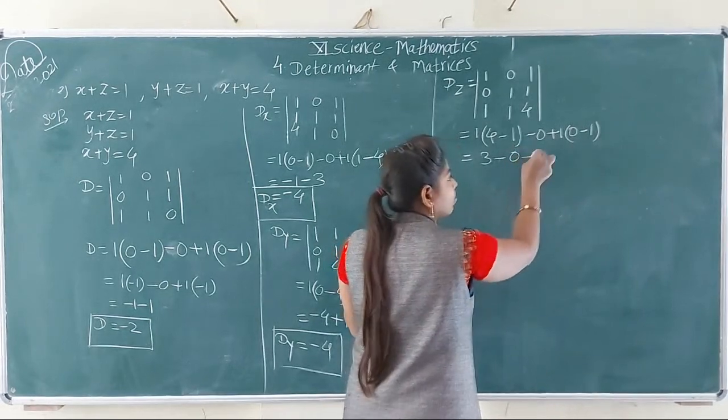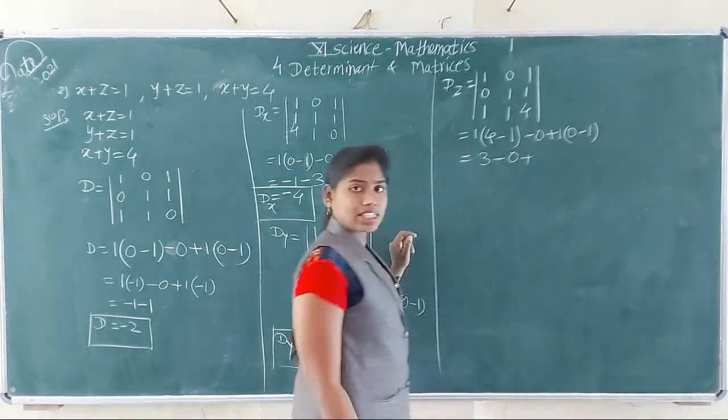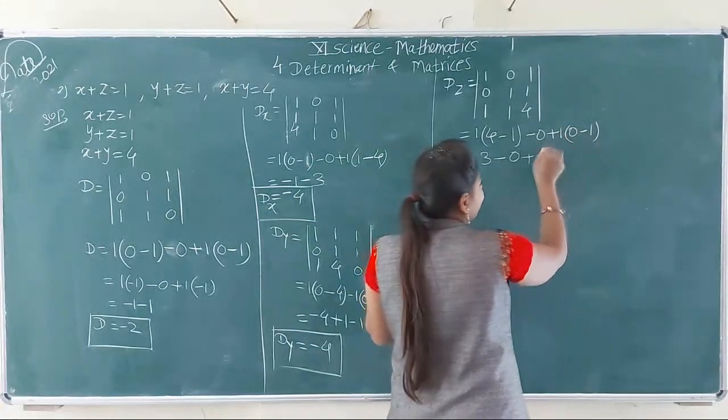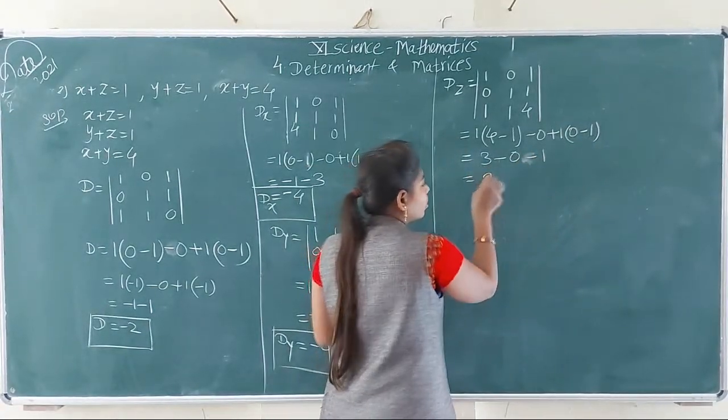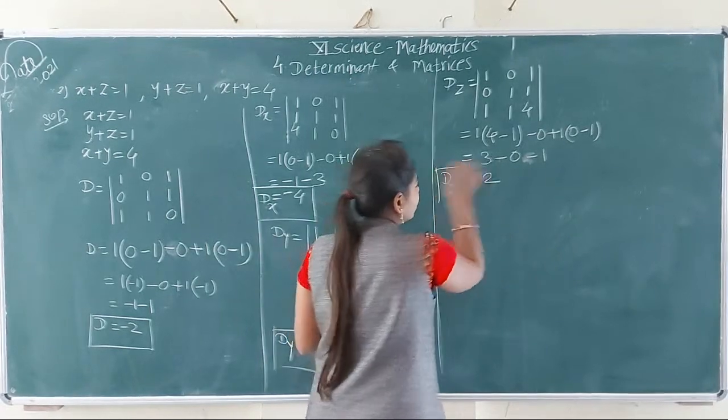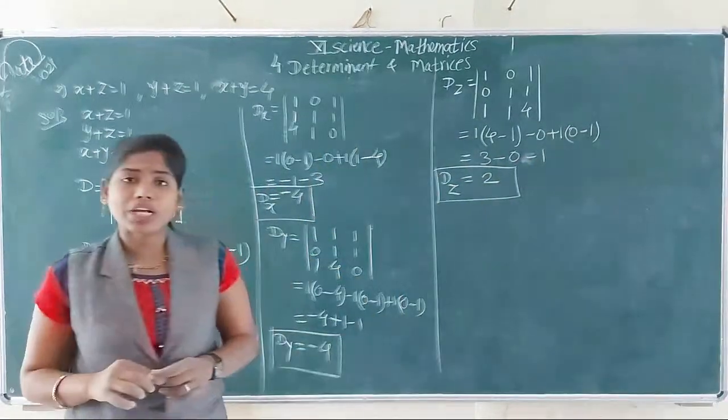0 as it is plus 0 minus 1 is minus 1. Minus 1 into 1 is minus 1. That is 3 minus 1 is 2. This is the value of... so here, what is the value of the question?